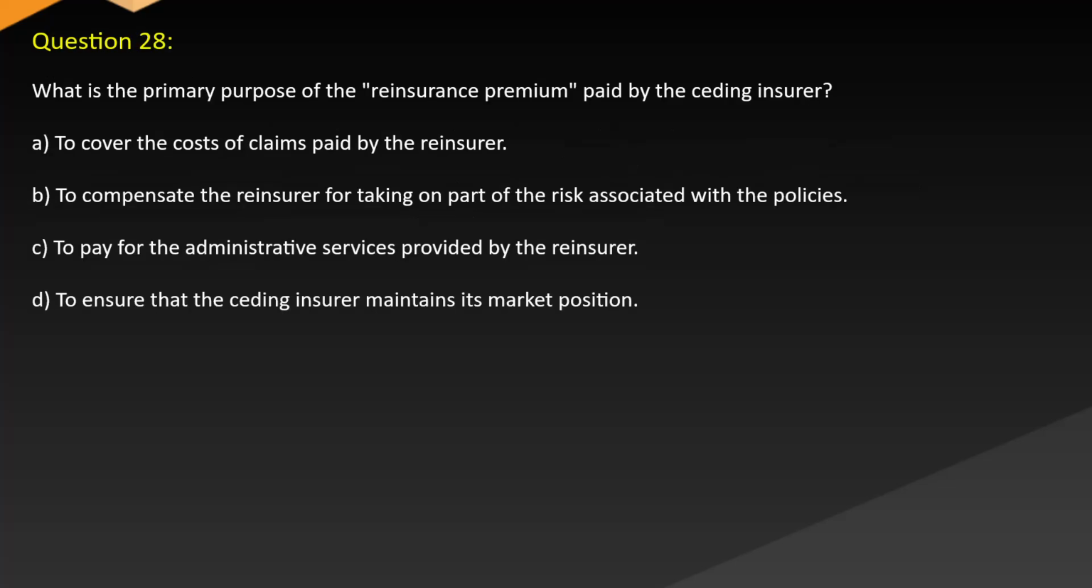Question 28. What is the primary purpose of the reinsurance premium paid by the ceding insurer? A. To cover the costs of claims paid by the reinsurer. B. To compensate the reinsurer for taking on part of the risk associated with the policies. C. To pay for the administrative services provided by the reinsurer. D. To ensure that the ceding insurer maintains its market position.